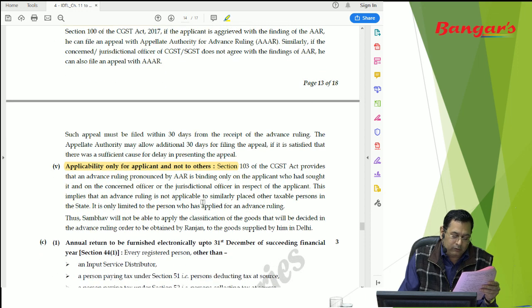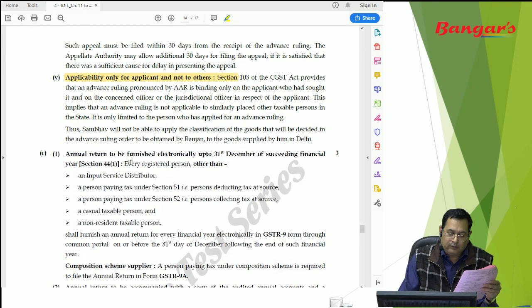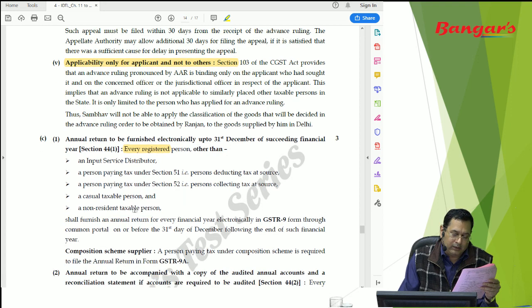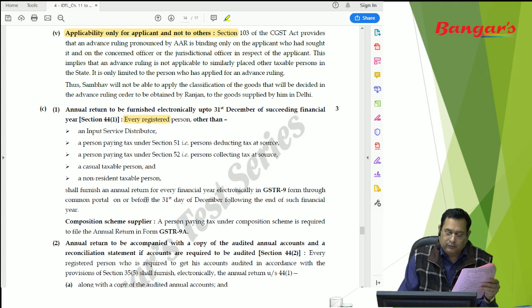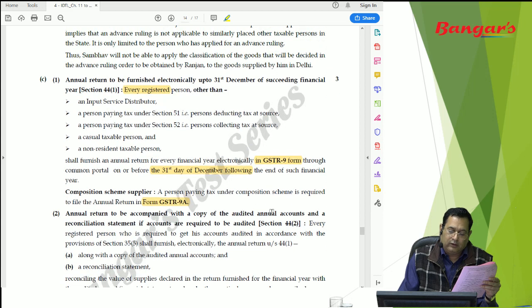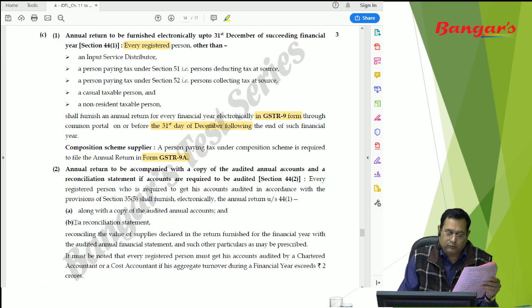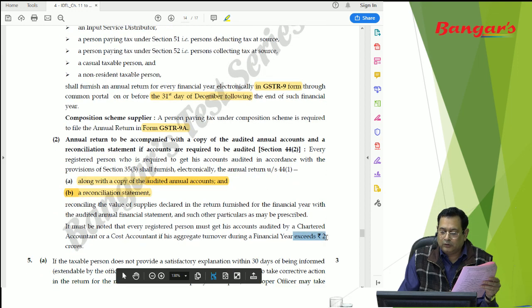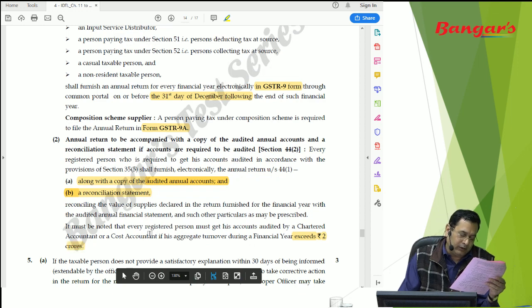Then the question was relating to furnishing of annual return. Every registered person other than the ISD, tax deductors, tax collectors, casual taxable persons and NRTP is required to furnish annual return in GSTR 9 form on or before 31st December. A composition supplier is required to furnish in GSTR 9A. Besides this, a reconciliation statement is also required to be furnished along with a copy of audited accounts by those registered taxpayers whose turnover exceeds rupees 2 crores, in GSTR 9C form.